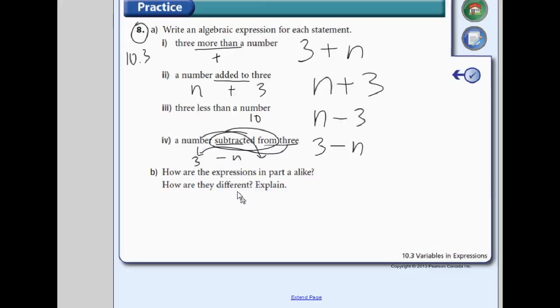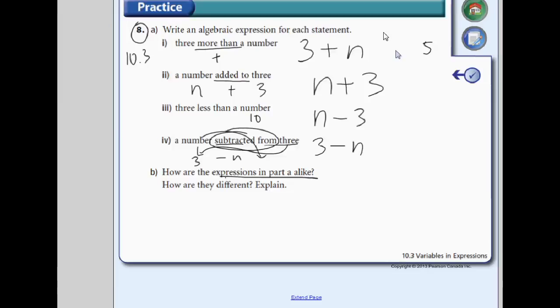Now, how are the expressions in part A alike, and how are they different? Well, these two here, they're really the same. When we add two numbers, we have a property called transitive. So let's say my number is 2 in this case up here. Well, 3 plus 2 is going to give me 5.